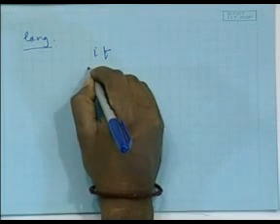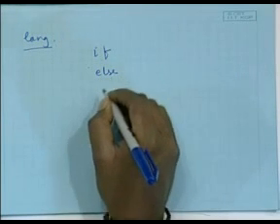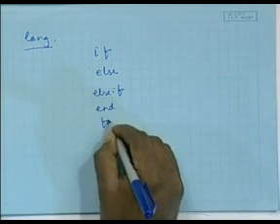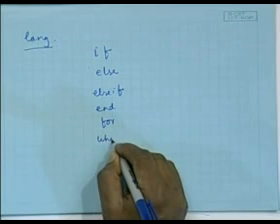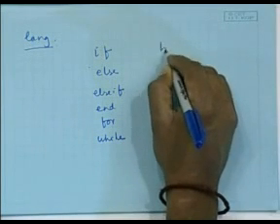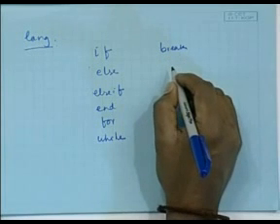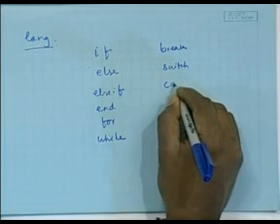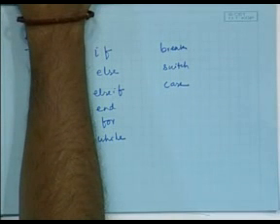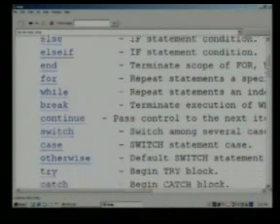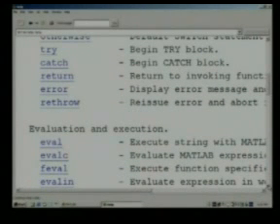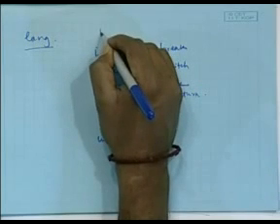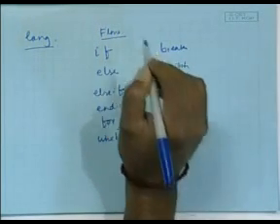So if, else, else if, and, for, while, break, these are important. Switch, continue is not that important. Then case, then return. These are my most important flow. This is program flow, logical flow operations or languages.